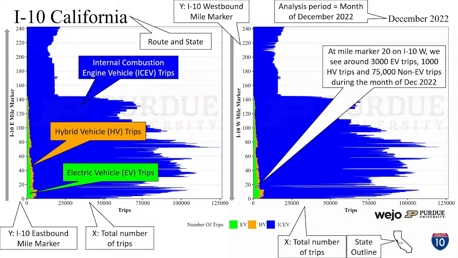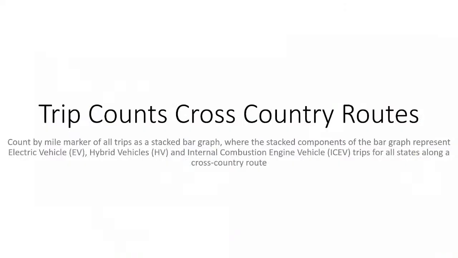The y-axis you see here is the mile marker, 240 miles, and on the x-axis is the number of trips. An added benefit of connected vehicle data is it allows us to classify a trip based on the fuel it's using: either a hybrid vehicle, an internal combustion engine vehicle, or an EV, which will be very valuable for the coming years. As shown by the example here at mile marker 20 on I-10 West, we see 3,000 EV trips, 1,000 hybrid trips, and 75,000 ICE vehicle trips for the entire month of December. And these are unique trips.